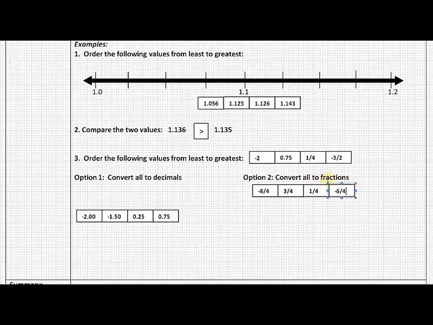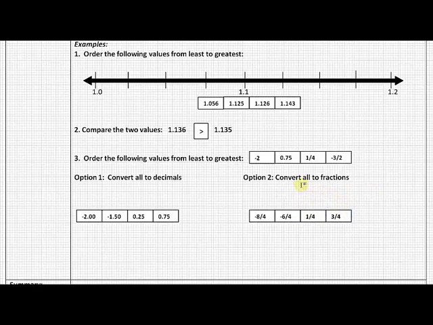So now we've converted them all to fractions, and we've made sure that they all have the same denominator. We've done the work to make equivalent fractions. Now we can do the same thing. -8/4 is the lowest, then -6/4, then 1/4, and then of course 3/4 is the greatest. So here we've converted them all to fractions with equivalent denominators. We'd have to put them in order.